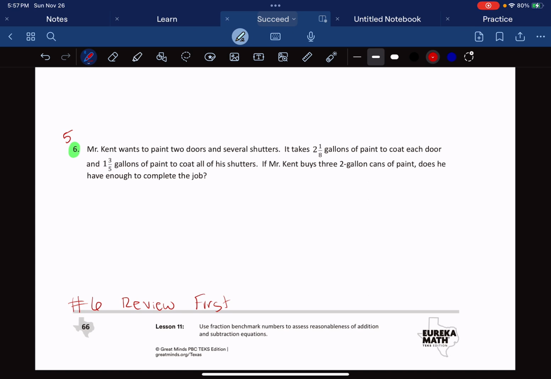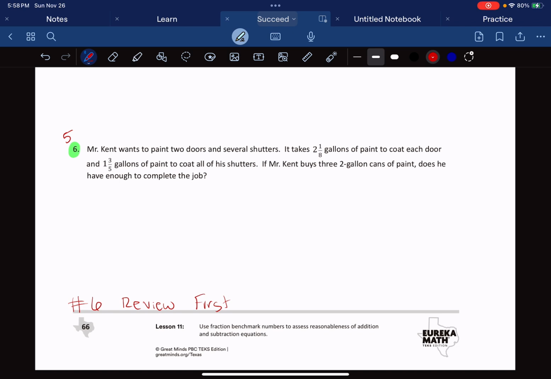It says that Mr. Kent wants to paint 2 doors and several shutters. It takes 2 1/8 gallons of paint to coat each door and 1 3/5 gallons of paint to coat all of his shutters. If Mr. Kent buys 3 2-gallon cans of paint, does he have enough to complete the job? So we are going to circle our important numbers.